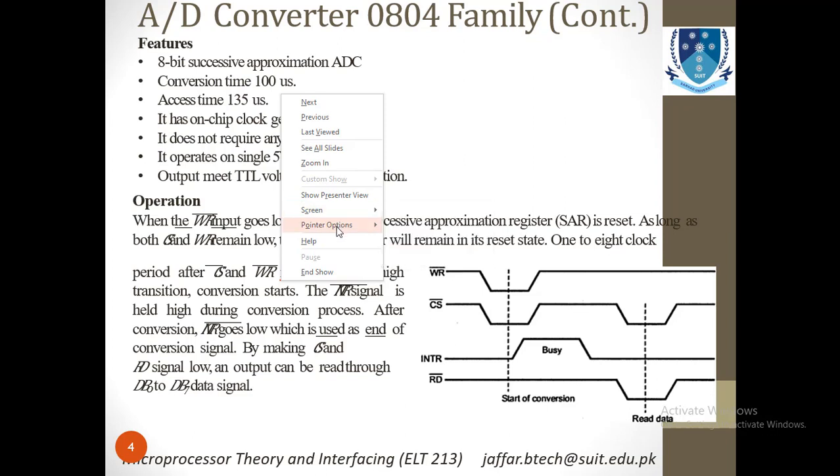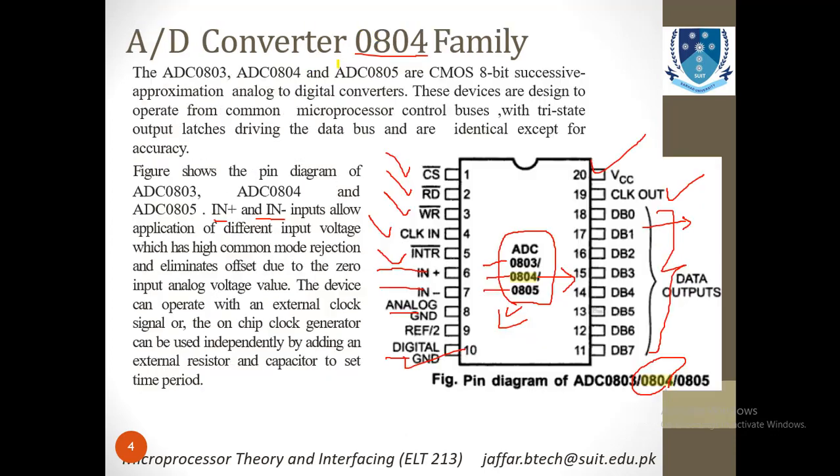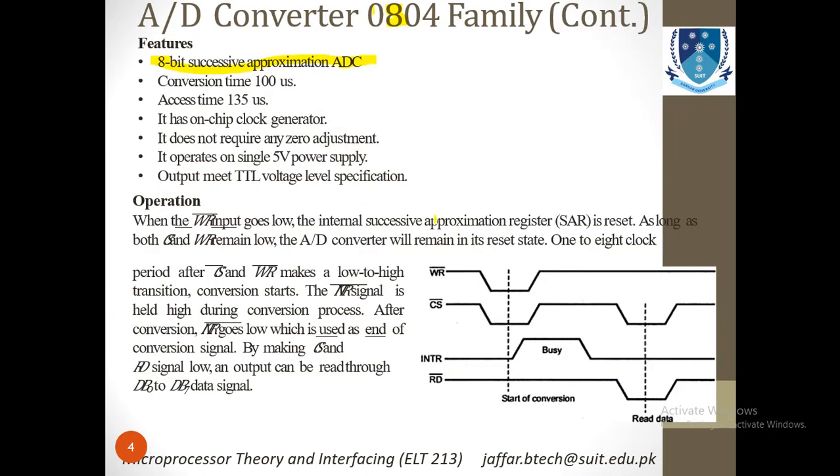So before going through the process, let's talk about some brief features of this family or this IC. You know that this is nothing but an 8-bit successive approximation ADC. And how do we call it 8-bit? Because you can see that these are giving you 8 bits of output simultaneously. You can have these 8 bits of outputs here, so that is why this ADC is 8-bit.